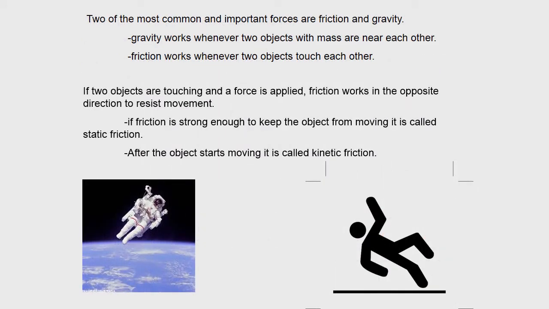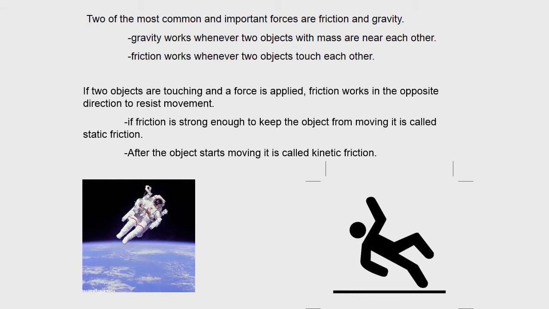Two of the most common and important forces are friction and gravity. They work constantly on every object on Earth. Gravity works whenever two objects with mass are near each other, and friction works whenever two objects touch each other. You and the computer, you and the walls, you and the Earth, all exert gravitational force on each other. Your feet in the ground, your body in the air around you, your clothes and your skin, all have frictional forces working between them.